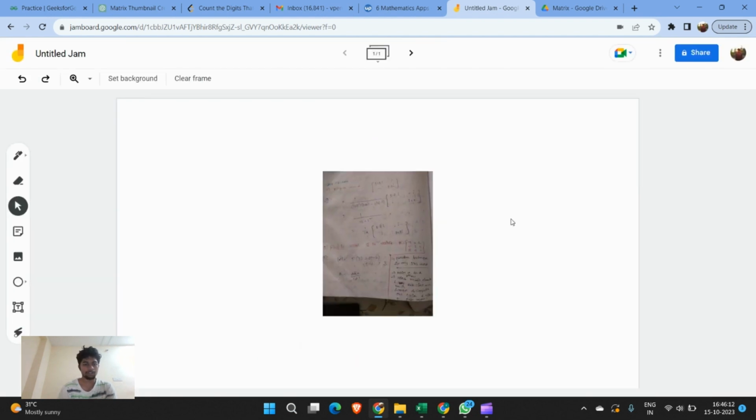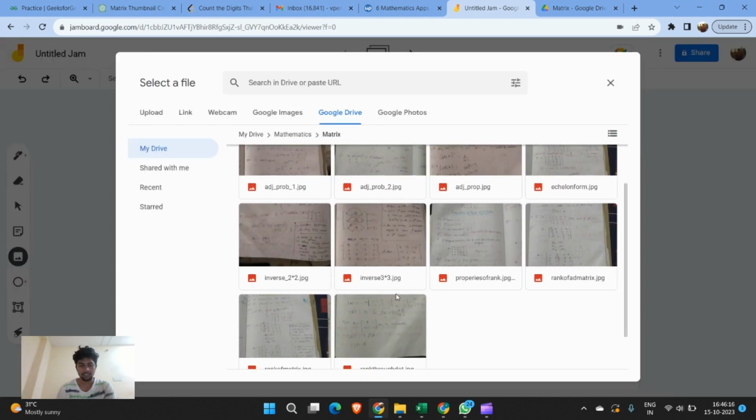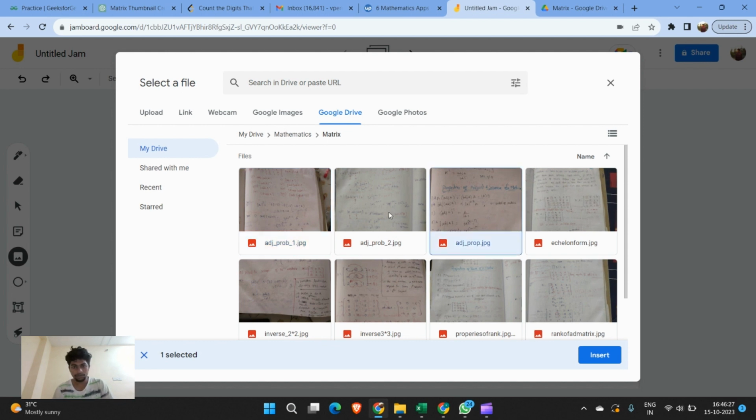Then we'll cover a few topics on properties. These are the adjoint properties. Then after that we'll solve this.